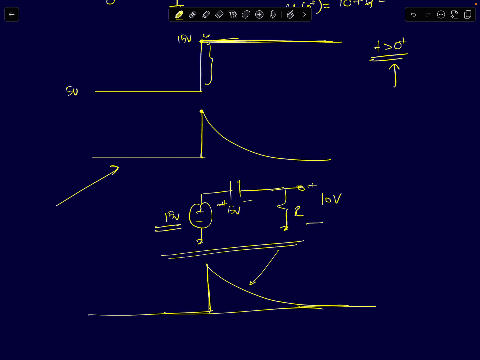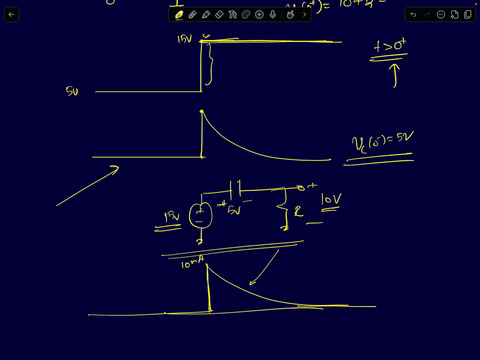First order circuit, the cap will act like an open circuit in steady state, so current has to come to 0. And the initial peak current flowing in the circuit is 10 by R, which is 10 milliamperes. So that's how the circuit is going to behave when you assume Vc of 0 minus is 5 volts.